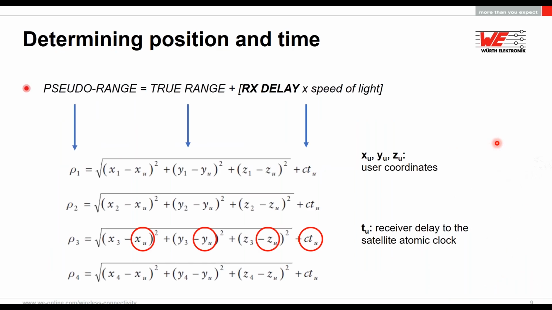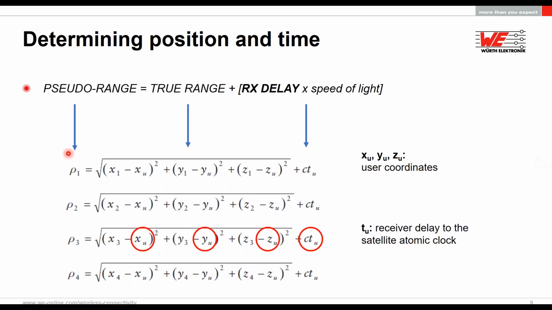Because this measurement is affected by an error component. On the satellites, we can assume that the clock is very accurate, but the same assumption cannot be made for the receivers, and we need to take into account a synchronization delay, which we are calling here Rx delay times speed of light. The second part will be, of course, the true range, so the real distance between satellite and the receiver, and these two components added will give us the pseudorange, so the measurement of distance that we are making.